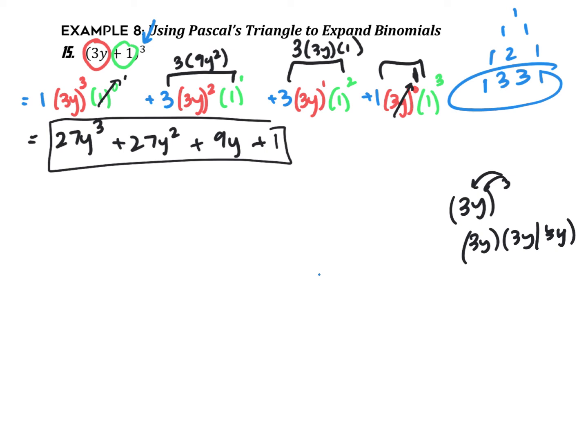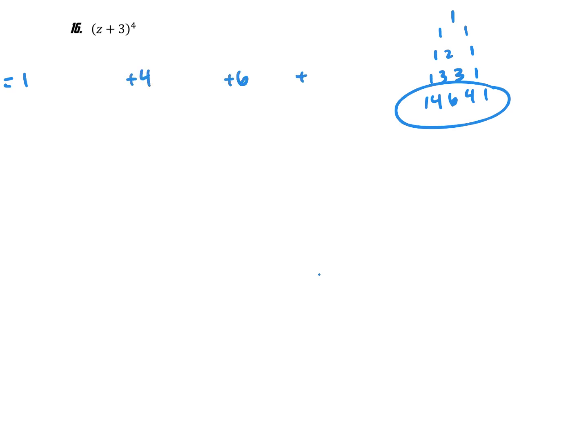Okay, let's look at another one. All right, here we go. Step 1, figure out what the row is. This is the 4th row. So I need the row that has a 4 in it. Here's the row I need, so here are my coefficients. So 1 plus 4 plus 6 plus 4 plus 1.